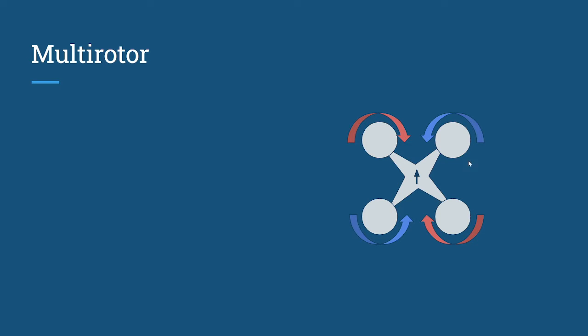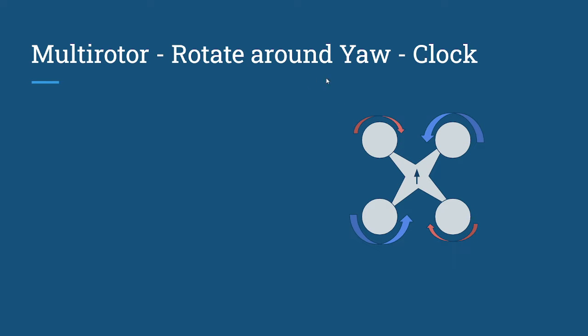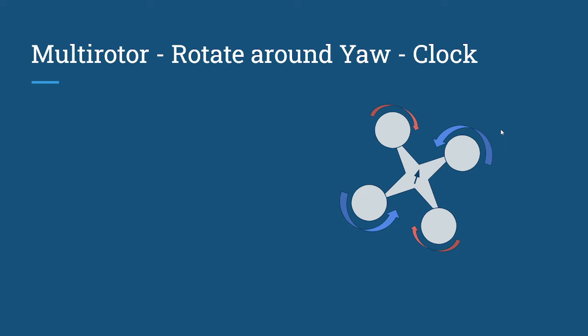Whenever we want to turn this quadcopter, let's say we want to rotate it around the yaw in the clockwise direction, at that point what we do is decrease our clockwise motor spinning and increase our anti-clockwise motor spinning. Since these motors are spinning in a counterclockwise direction, it's going to induce a clockwise torque on our drone, which is going to make our drone rotate along the axis in a clockwise direction.